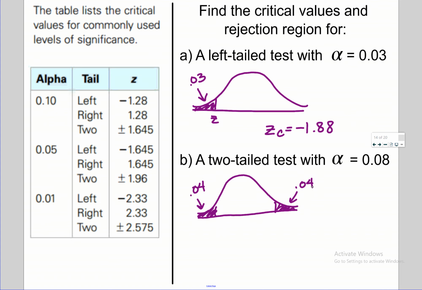The closest I can get to 0.04 in the middle of my chart is 0.0401, which is a Z-score of negative 1.75. So my critical values are negative 1.75 and positive 1.75. So plus and minus 1.75 would be the critical values you would use for that hypothesis test.